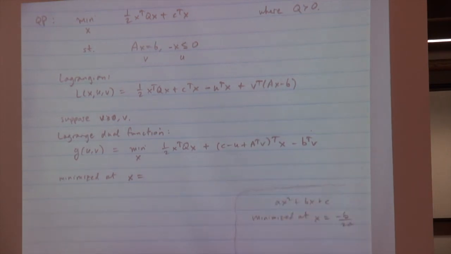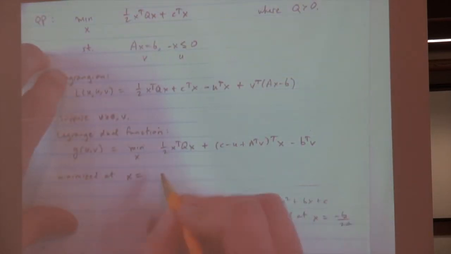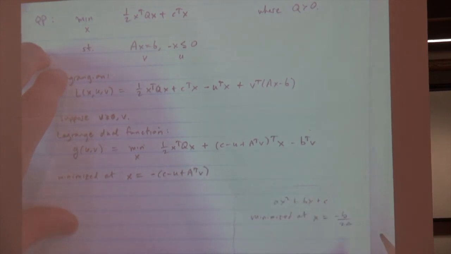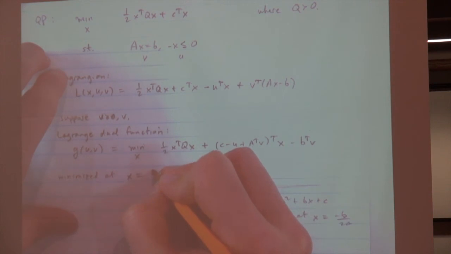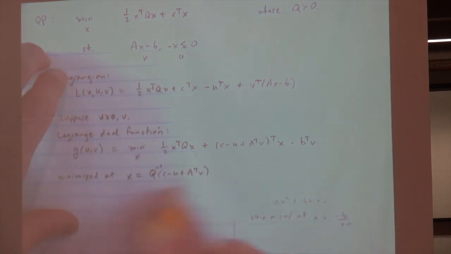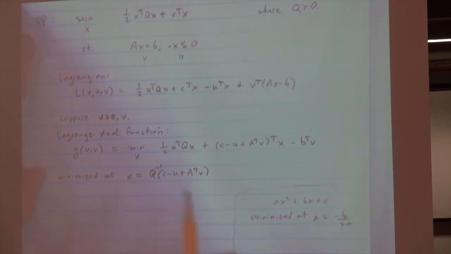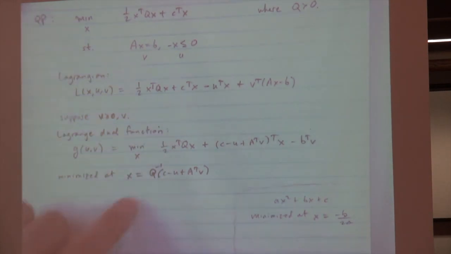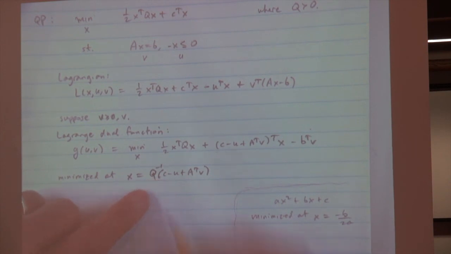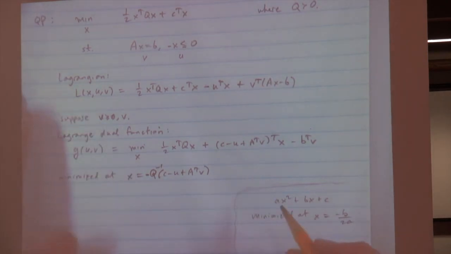A is a matrix, so instead of dividing by 2a, we'll just take a inverse. So it's minus whatever this is, which is b. So it's going to be minus c minus u plus a transpose v over 2 times a, but a is a matrix, so it's actually going to be q inverse times this. And there was a half here, so multiplying by 2 didn't do anything. So that's the minimizer: minus q inverse times c minus u plus a transpose v. Plug that in, what do we get?